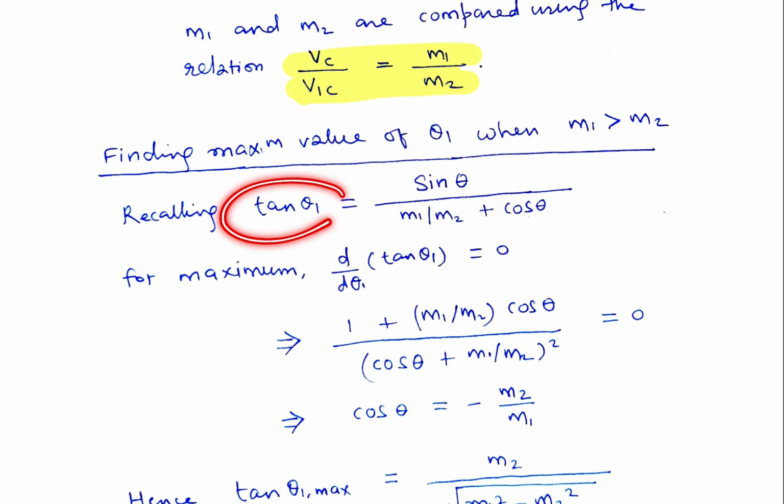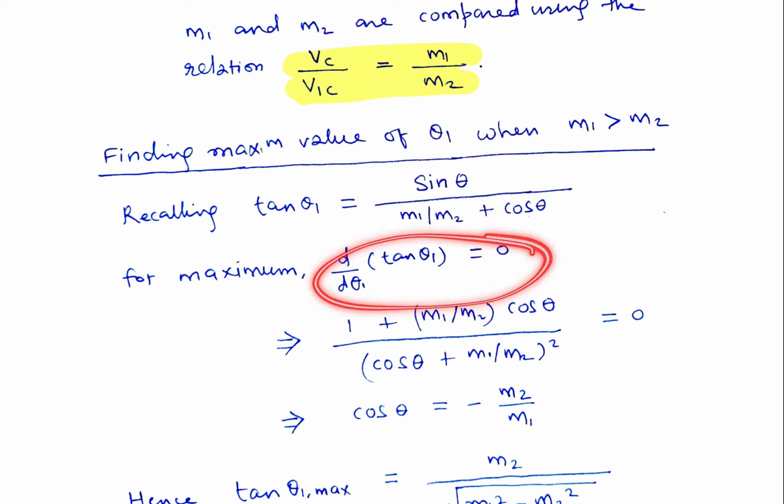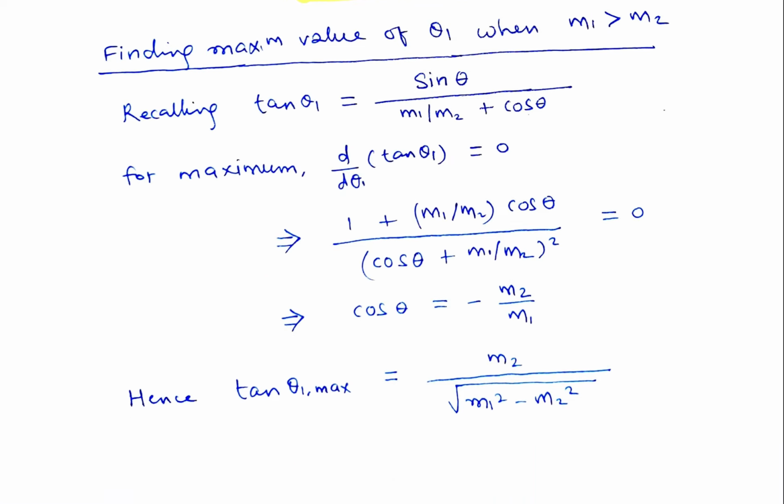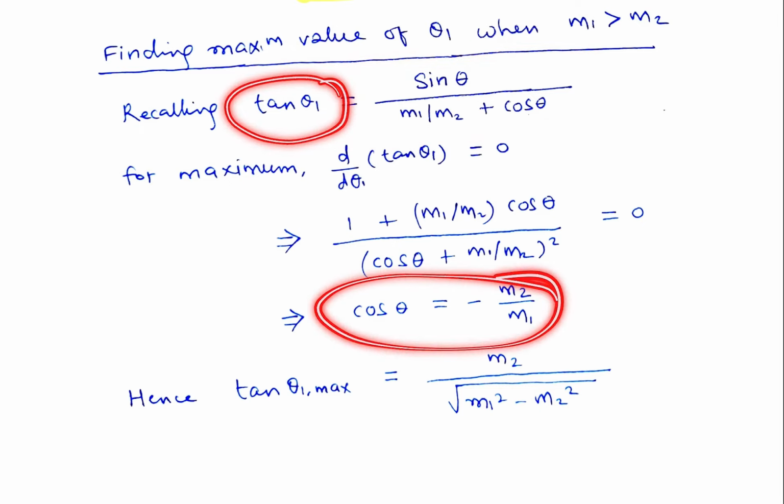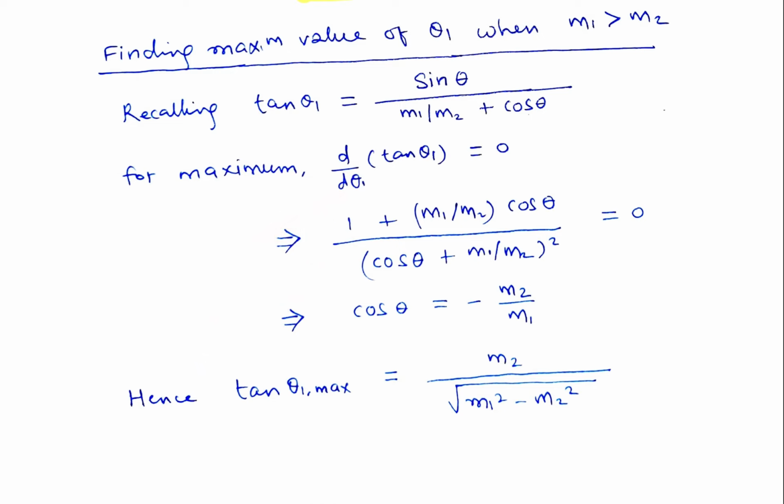So recall the scattering relation, that is tan theta 1 is equal to sine capital theta divided by the ratio of the masses m1 and m2 plus cos capital theta. For the maximum, we know that the derivative of tan theta 1 should be 0. So we did find the derivative and we found that cos theta should be minus m2 by m1 if theta 1 has to be maximum. We have done nothing but differentiation here.